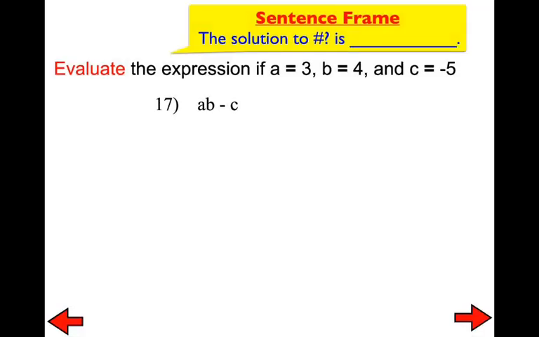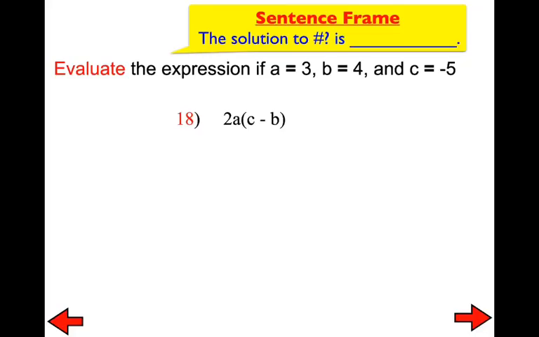So what I would like you to do is I'm going to do number 17 with you. We're going to evaluate the expression AB minus C if A is 3, B is 4, C is negative 5. So we're going to replace those variables with each of those values, like I just did. And then we're going to figure out what that simplifies to. So we have to multiply 3 times 4, which is 12. So now we have 12 minus negative 5, and you can see why earlier in this lesson we reviewed all of that. 12 minus negative 5 becomes 12 plus 5, and that happens to be 17.